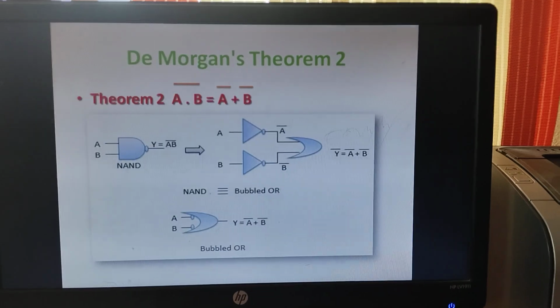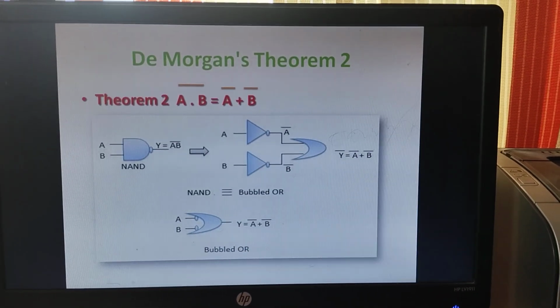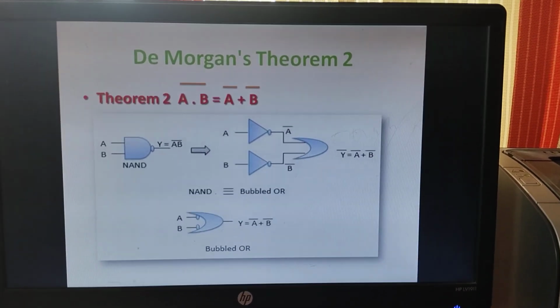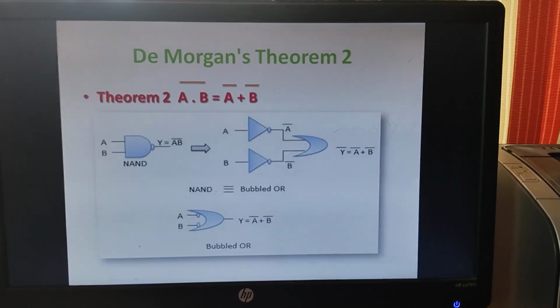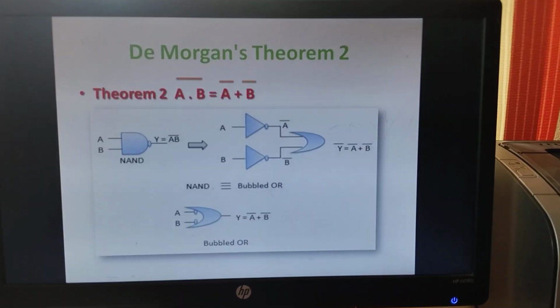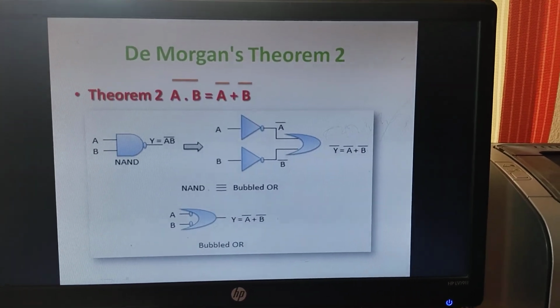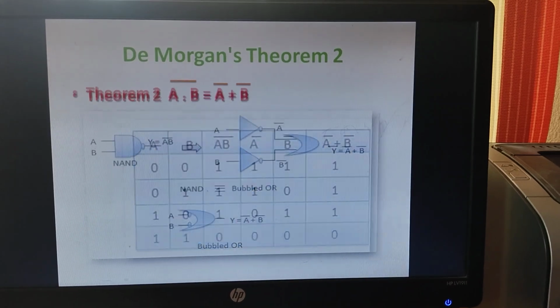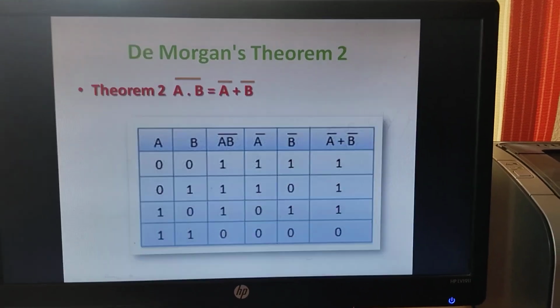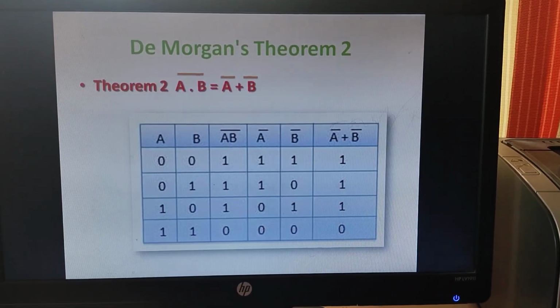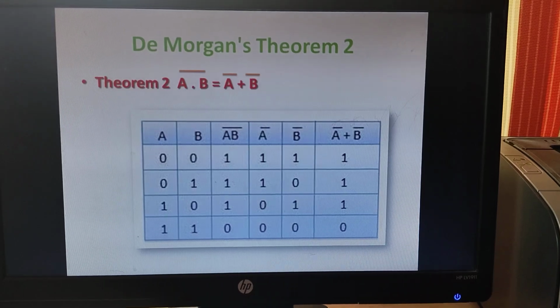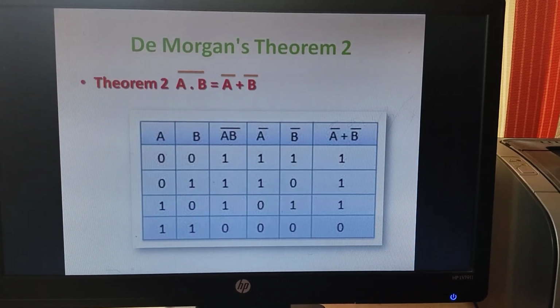Next is De Morgan's theorem 2: A dot B the whole bar equal to A bar plus B bar. Similar to that is the logic diagram. Here the complement of the AND gate is equal to A bar plus B bar. This is the truth table for A dot B the whole bar equal to A bar plus B bar. Here refer to columns 3 and 6, the similar outputs.